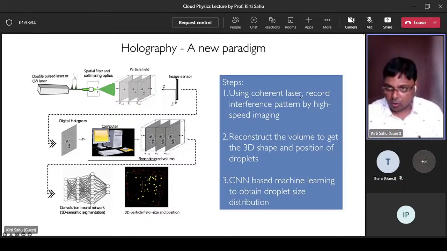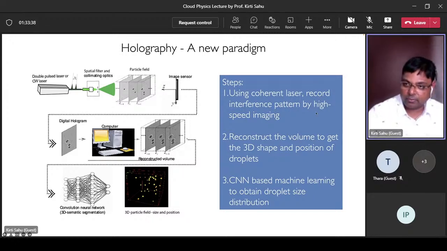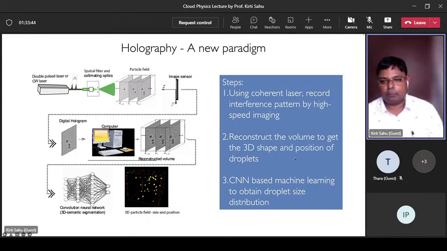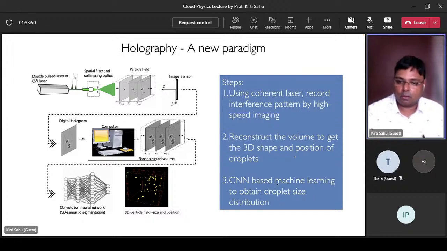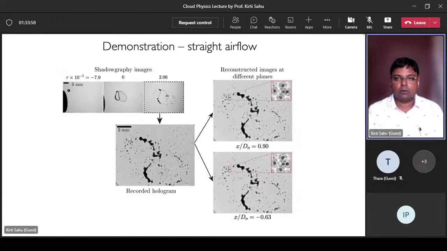So using coherent lasers, one records the interference patterns by high-speed imaging, then reconstructs the volume to get the 3D shapes and positions of the droplets, and then uses a convolutional neural network based machine learning technique to obtain the droplet size distribution. I'll show you the picture so that it will be clearer.